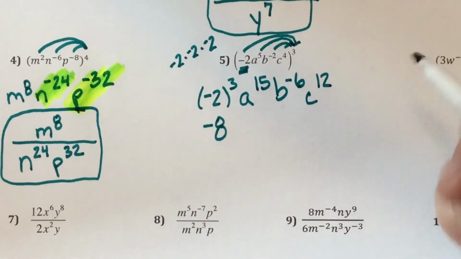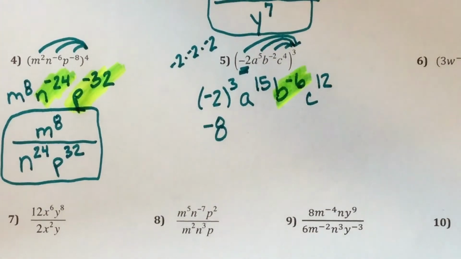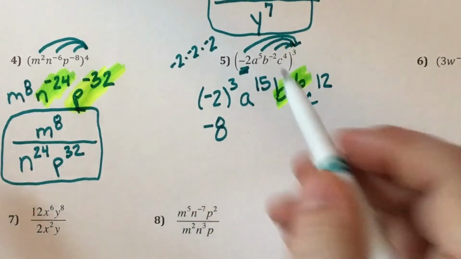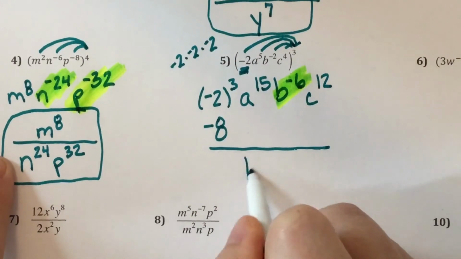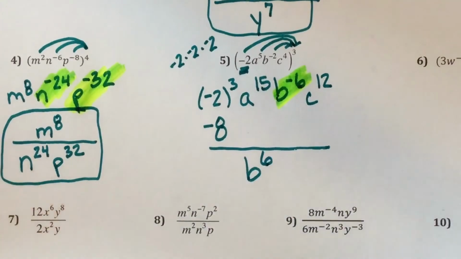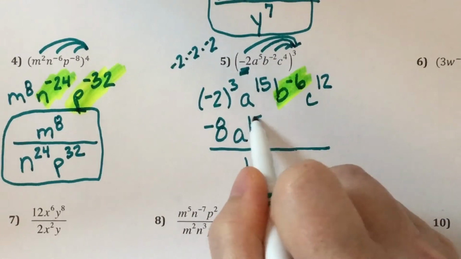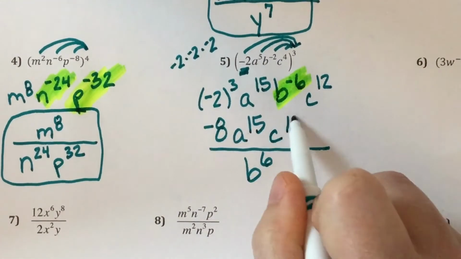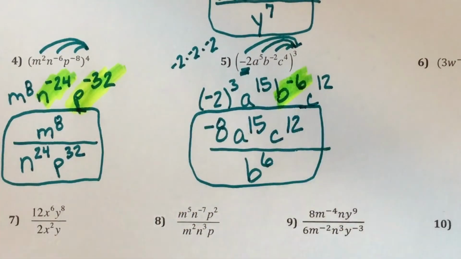So who has to move? The B has to move. Now, I do not move the negative 8. You don't move negative numbers, you move things with negative exponents. So the B is going to be the only guy that moves. And remember, when you move him, his exponent becomes positive. Leave the A alone. Leave the C alone. And of course, leave the negative 8 alone. So don't move negative numbers, move things with negative exponents.